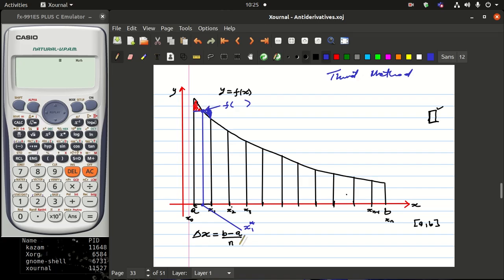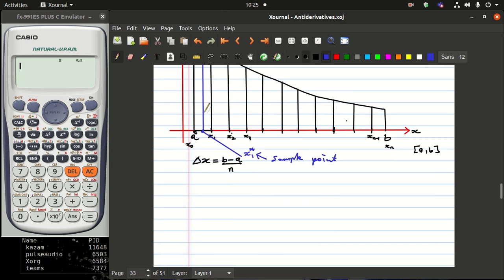So we minimize it like that. This point here, where you choose it in such a way that we minimize the error, is called a sample point. So a sample point is a point in the sub-interval such that the area of each rectangle is minimized. That is actually the sample point.